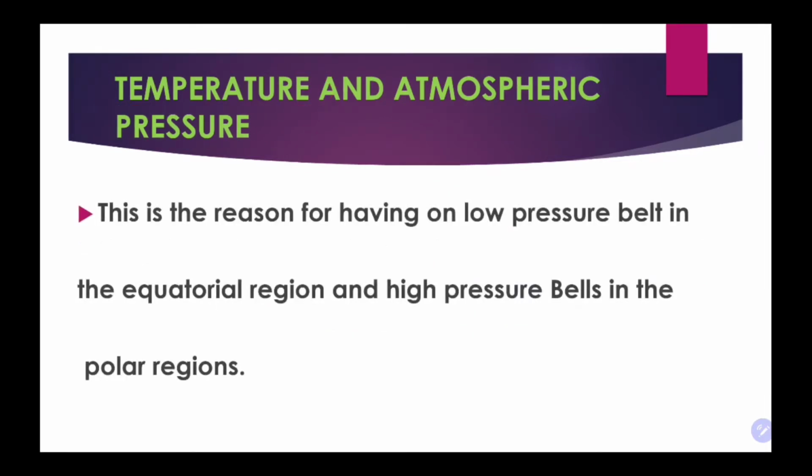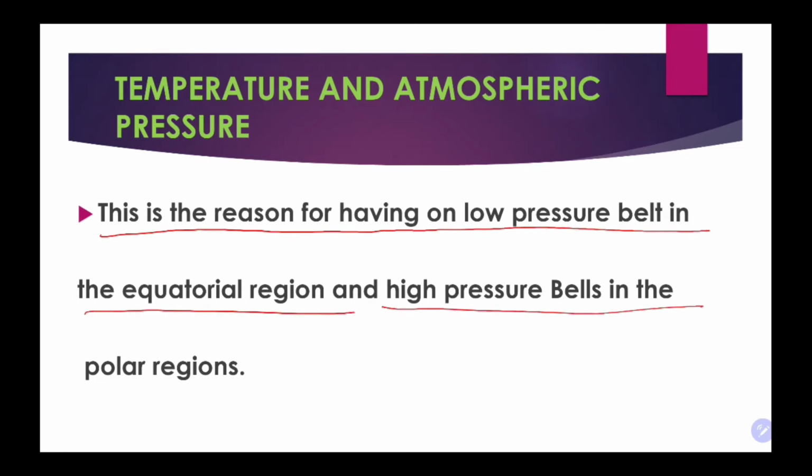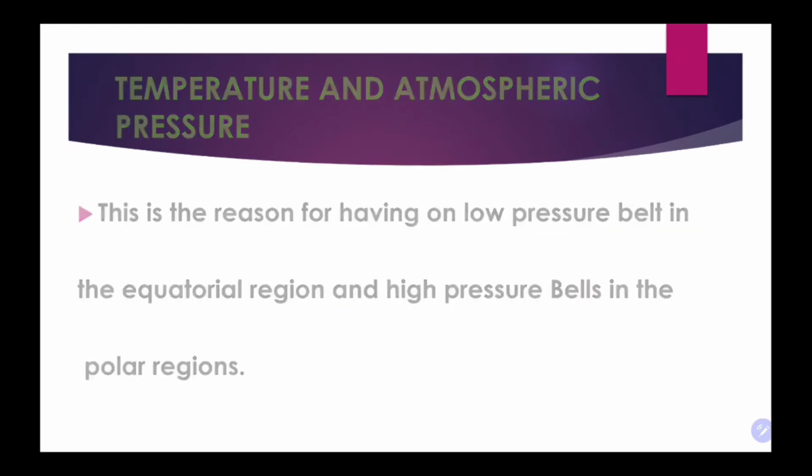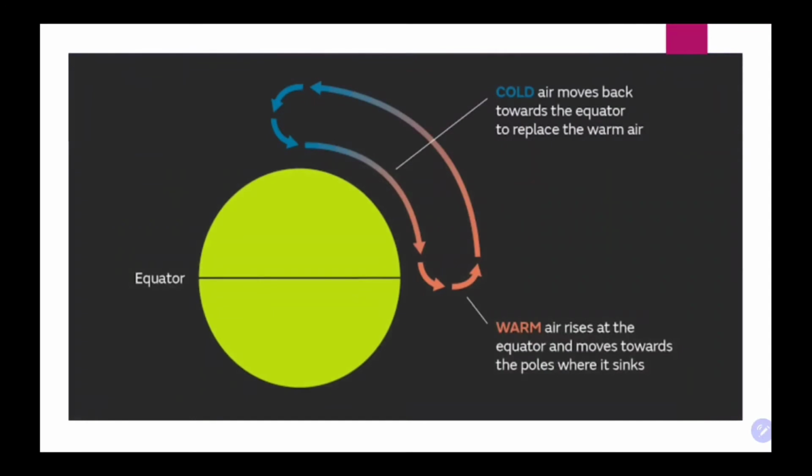If we learn more, we will see that this is the reason for having low pressure in the equatorial region and high pressure belts in the polar region. Let's look at one of the diagrams. You can see, students, air is warm near the equator. So warm air will rise up. You can see the warm air is rising up and moving towards the pole. Poles are cold, so the air is dense and that's why it will sink here.